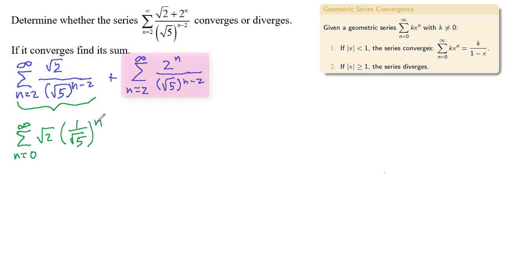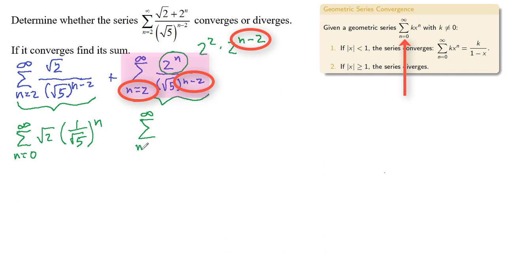Similarly, in the second series, we notice that our k is somewhat hidden, and the way we find it is by first writing 2 to the n as 2 to the 2 times 2 to the n minus 2, to liken it to the term in the denominator. Now we can readily perform the shift so that this series starts at n is equal to 0.